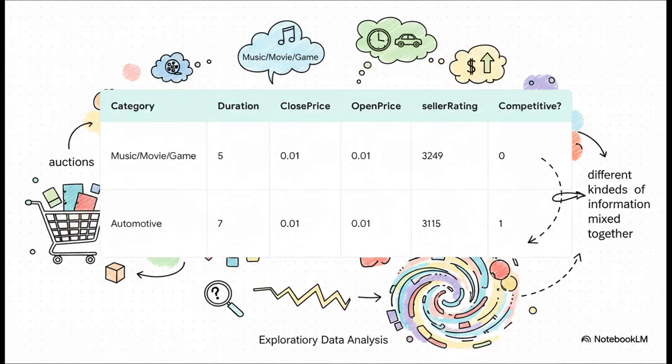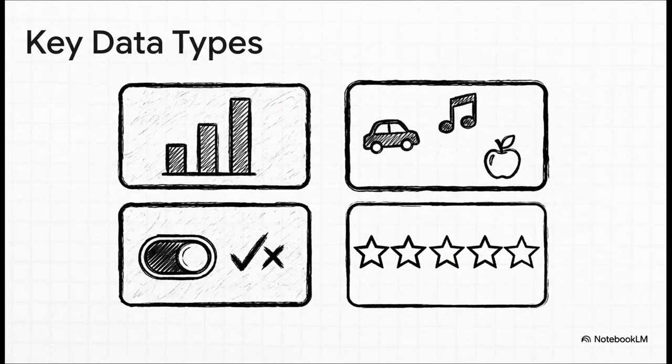Just look at this example from some online auctions. Each row is one auction. Simple enough, and the columns tell us the story of that auction, what category it's in, the seller's rating, the price, and so on. And you can see right away we've got all kinds of different information jumbled together in here. And that brings us to these key data types.